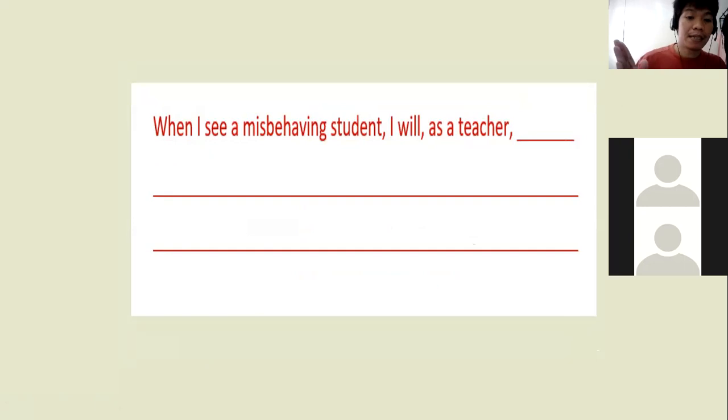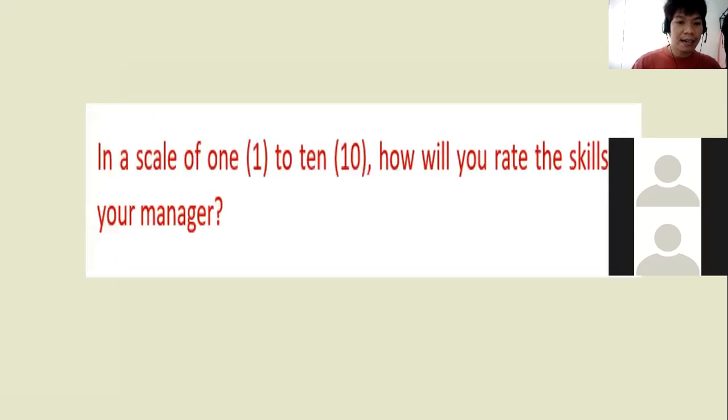Then, this is an example of completion type. Meaning, my statement, then you complete the statement. When I see a misbehaving student, I will, as a teacher, then you complete the statement. Then this is coding type. On a scale of 1 to 10, how will you rate the skills of your manager? Or the Likert scales of 1 to 5, like do you disagree? Strongly disagree, disagree, neutral, or neither agree nor disagree, agree or strongly agree. These are Likert scales, 5-point Likert scale or 7-point Likert scale.